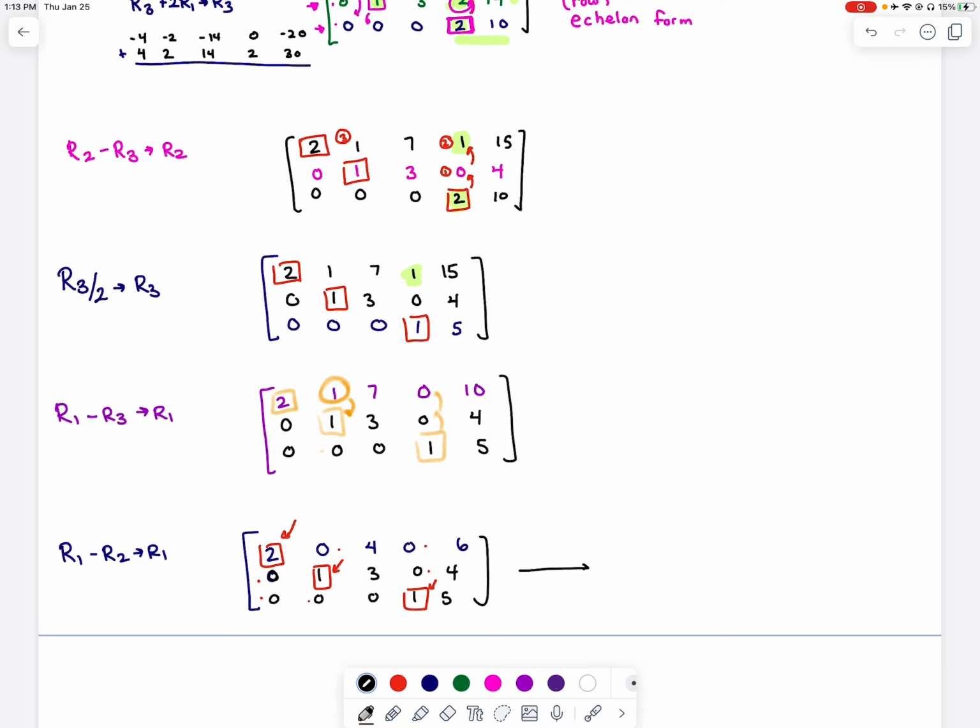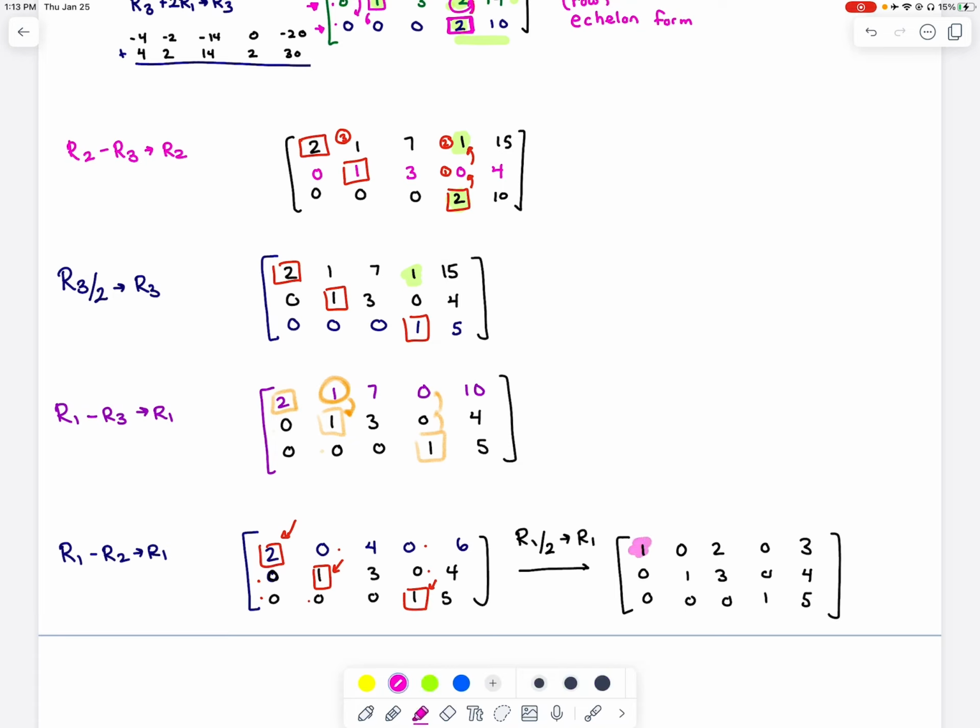So to do that, I can just take that top row and divide it by 2 and stick it into that row. So finally, I get 1, 0, 2, 0, 3, 0, 1, 3, 0, 4, 0, 0, 0, 1, 5. And this is going to be in that reduced echelon form.